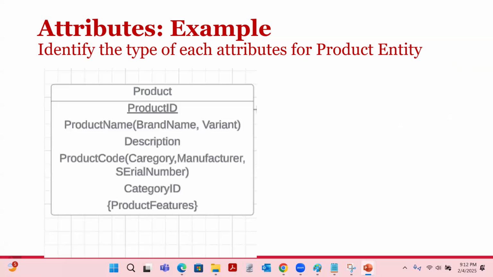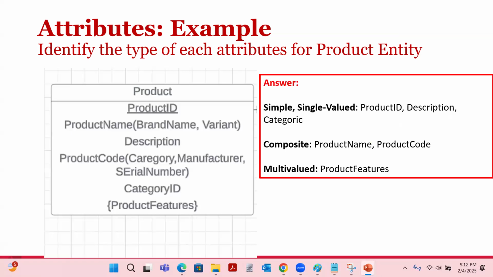Description is a simple attribute, again, only one, it doesn't have any components. So it's simple. Product code, similar to product name, is also a composite attribute, and the component attributes of product code will be category, manufacturer, serial number. Category ID is a simple attribute, and product features is a multi-valued attribute. How do I know? It's because it's enclosed in curly brackets. Okay.